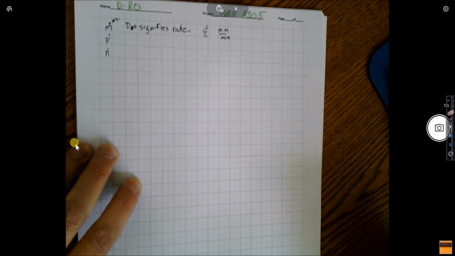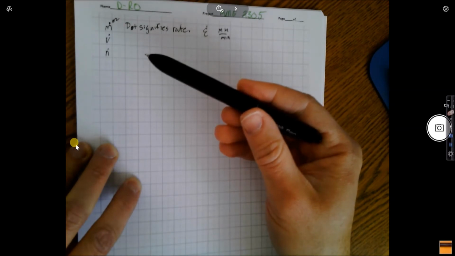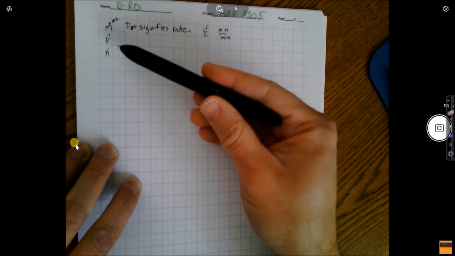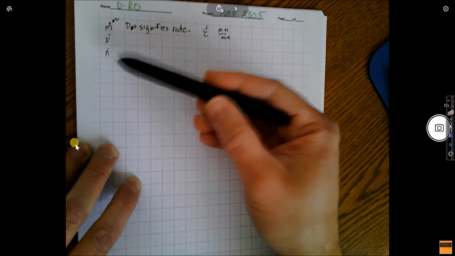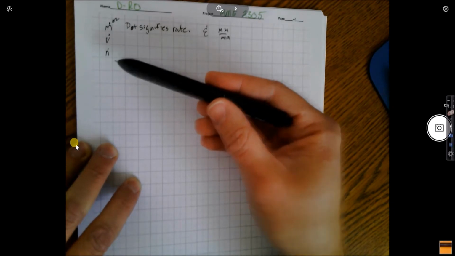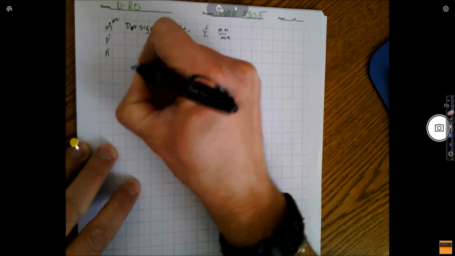So logically, you can assume that mass flow rate is basically given in units of mass over time. Volumetric flow rate is units of volume over time, and molar flow rate is units of moles, or number of moles, per time. So let's start off with mass flow rate.